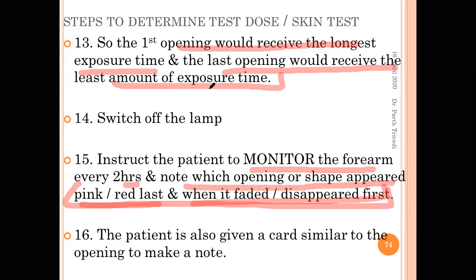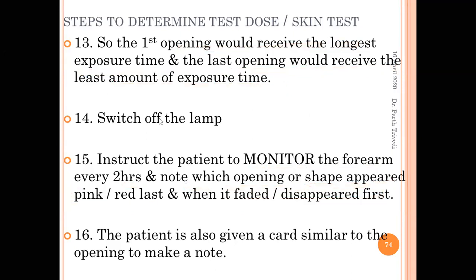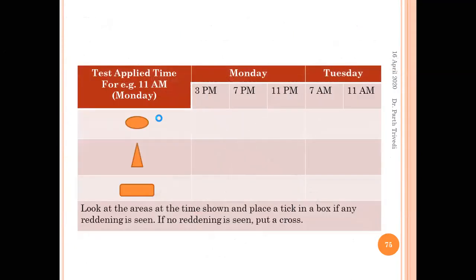And how we would ask the patients to monitor it, we will make a chart like this. Yes, so this is circle, triangle and rectangle. Every 3 p.m., 7 p.m., 11 p.m., 7 a.m., 11 a.m. we are going to monitor this, because as per the skin type and the dosage, minimal erythemal dosage, the latent period for getting this erythema is 24 hours.